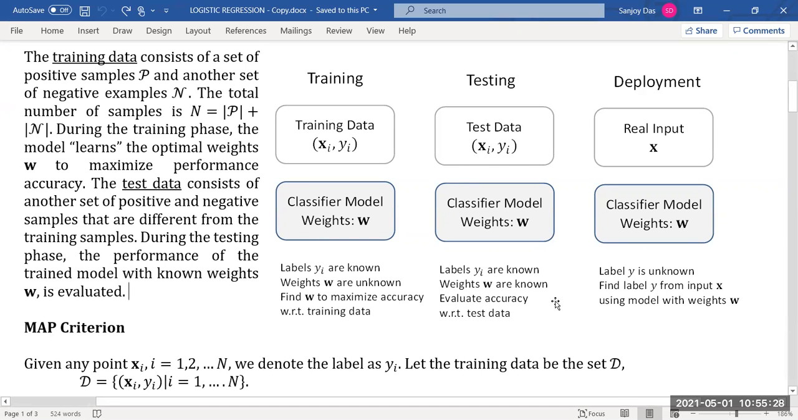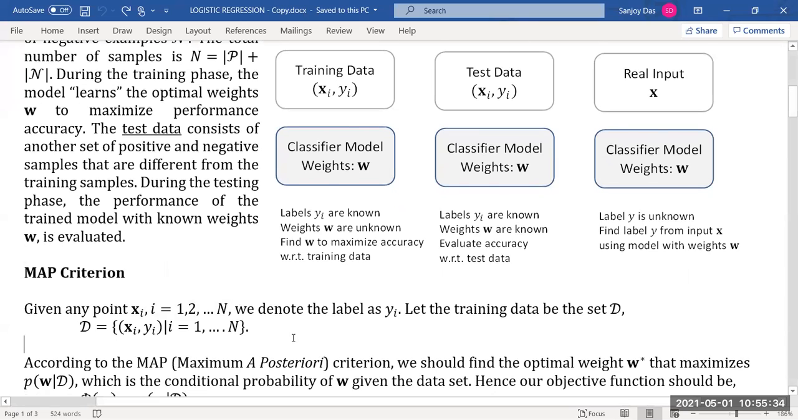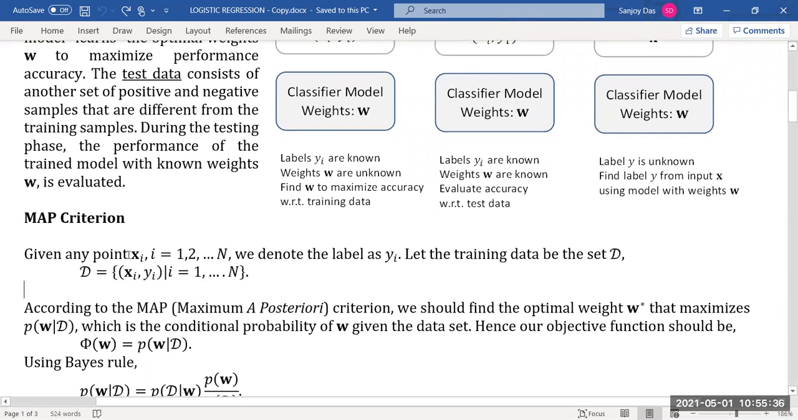So is the problem clear to you now? Yeah, thank you. So now, given any point xi, we call this a feature usually, i equals 1 through n, and we denote the label yi. So the training data is this set D, D equals {(xi, yi)}, where i equals 1 through n.